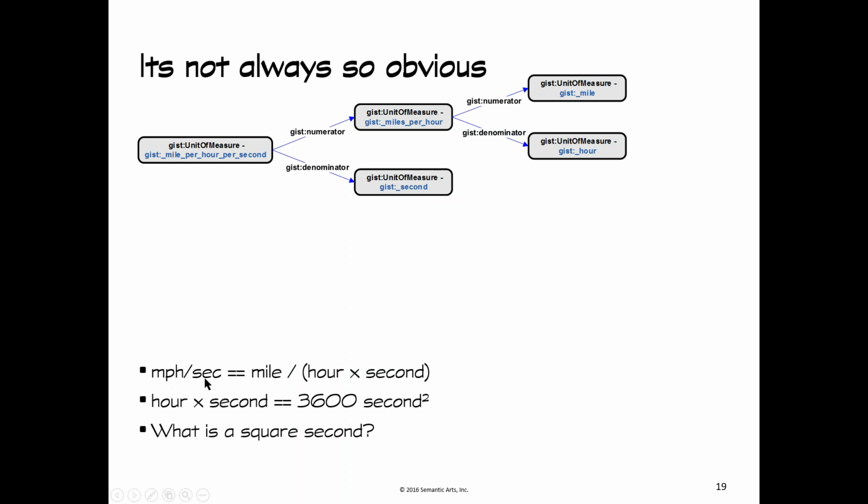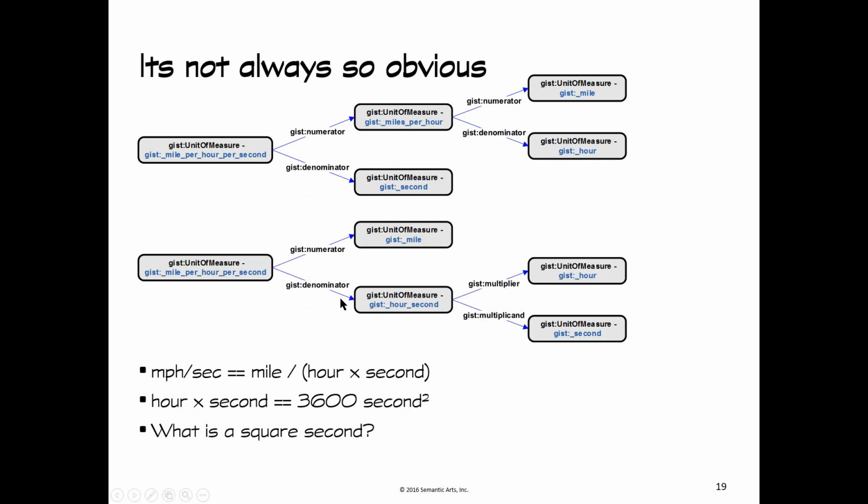However, miles per hour per second is actually the same as miles over hours times seconds, it turns out, if you do the math. But an hour times a second is 3,600 seconds squared. So you could actually model it this way. You could say the numerator is mile and the denominator is an hour second, miles per hour second. There's nothing wrong with that. It's correct, but it's not something that you probably want to do, because whoever heard of a square second? It's maybe a mathematical artifact, but it actually doesn't make sense.